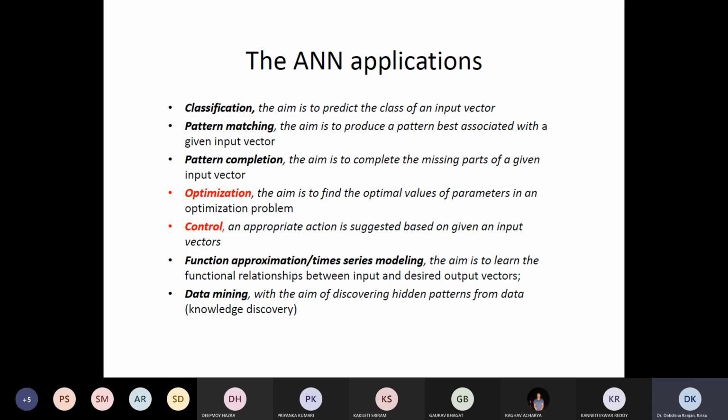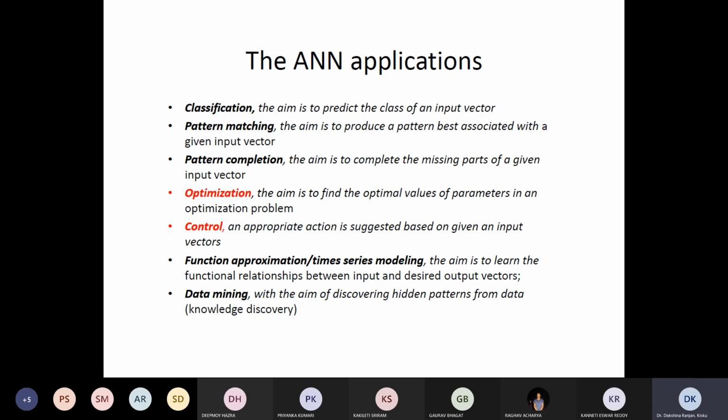So if there are two instances of the same pattern, then we can try to match these two instances, and we will try to see whether these two instances from the same pattern or maybe different patterns are found to be matched or not. Then we can apply the artificial neural network for pattern completion.